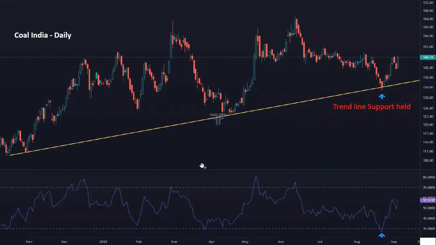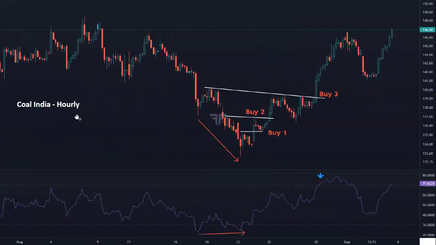So I've drilled down from the daily time frame to the hourly time frame of Coal India. As you can see now on the hourly time frame, there is a steep decline in price. But this lower low that price is making, the one that is indicated by this downward sloping red arrow line, if you look at the bottom panel, the RSI has not made a lower low. On the contrary, it has made a slightly higher low. So there we have it. We have a bullish divergence on the hourly chart of Coal India. So price is making a lower low, but RSI is making a higher low.